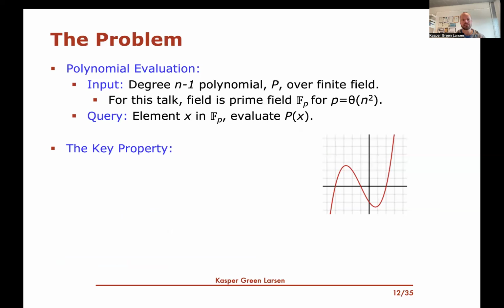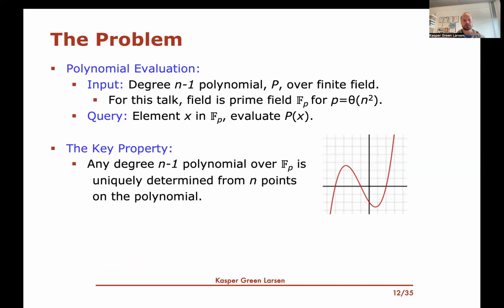Okay. So this is the problem. And the property that we're going to be exploiting, the property that we'll be using in our proofs, is that if I have any degree n minus 1 polynomial over Fp, and I tell you n unique points on the polynomial, then the polynomial is uniquely determined. Basically, I can do interpolation and recover the polynomial from any n distinct points on the polynomial. This is the same property as over the real numbers. So this is the key property of polynomials that makes the lower bound proofs very easy.